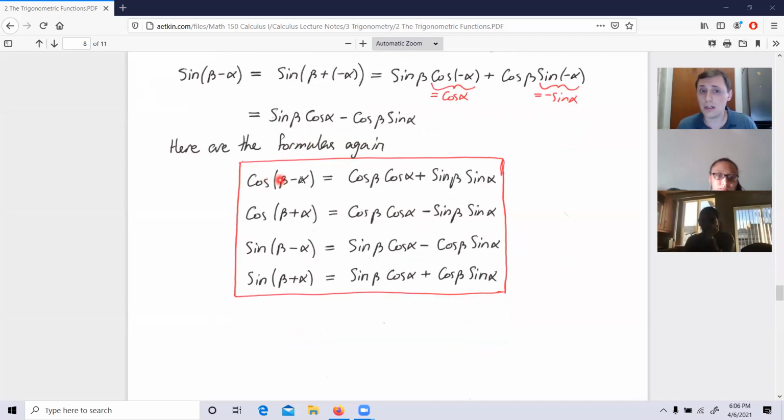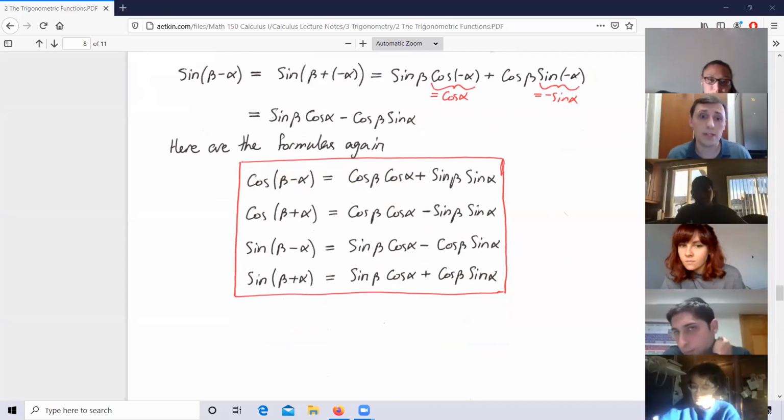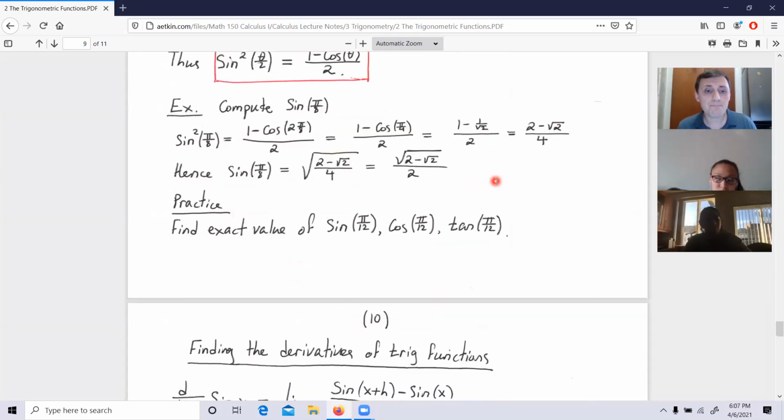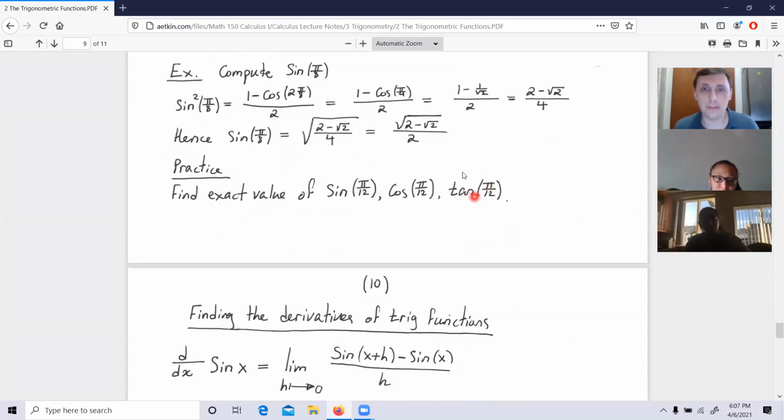We learned the trig formulas: cosine of difference of angles, sine of difference of angles, and sine and cosine of the sum of those angles. And finally, we will apply those ideas. How do we find the derivative of trig functions?